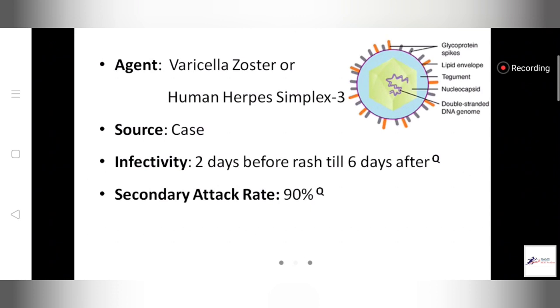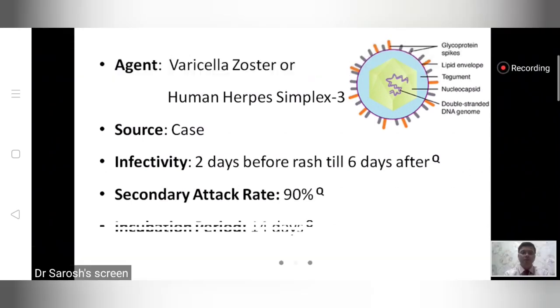Secondary attack rate is how many others can get the disease from the primary case. It's 90%, very, very high. Most respiratory infections have a very high secondary attack rate. Incubation period, like most respiratory infections, is 14 days. I have marked a Q there so that you can note it down, as it's a very frequently asked question in FMGE.